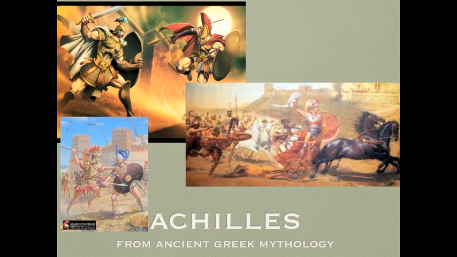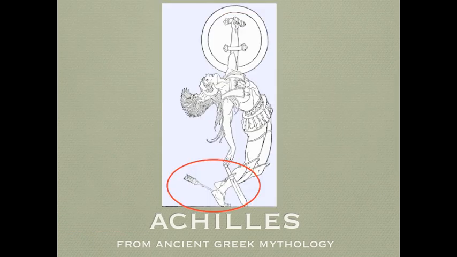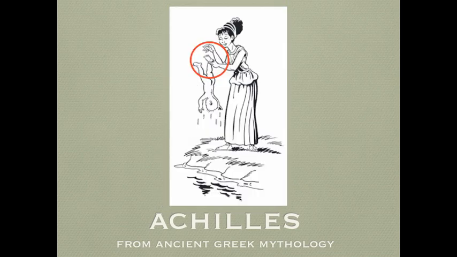But eventually, when he was fighting in the war against Troy, he did die when an arrow hit him in the heel. It turns out that when his mother dipped him in the River Styx, she was holding him by his heel, and the water didn't touch that part. So he turned out not to be invincible in that one part of his body.